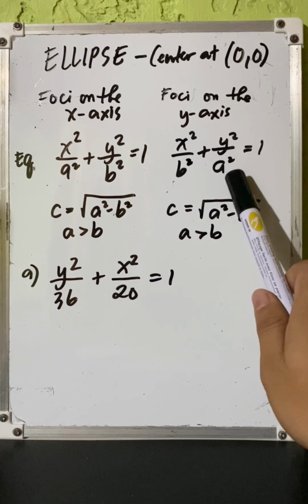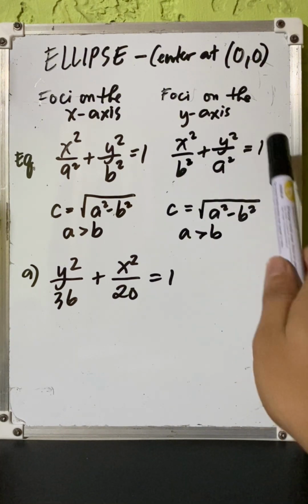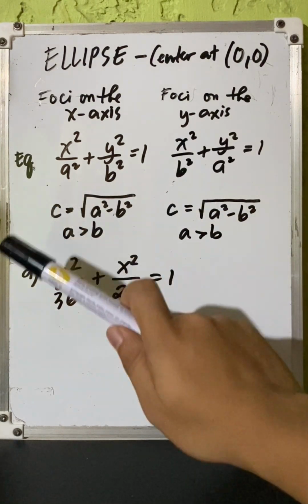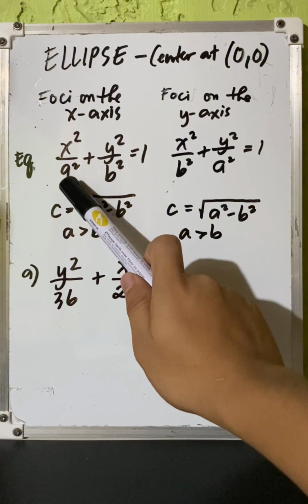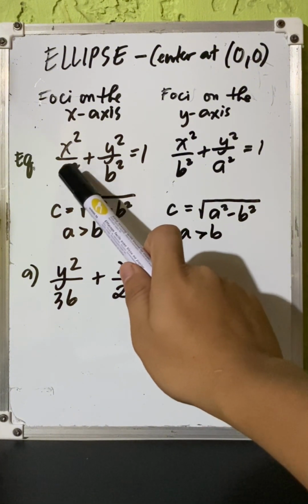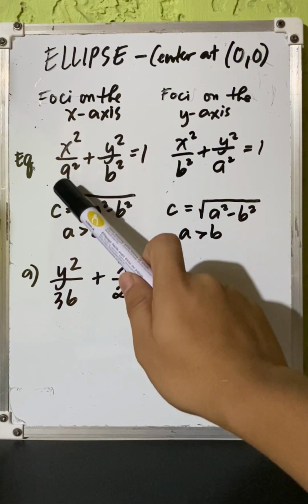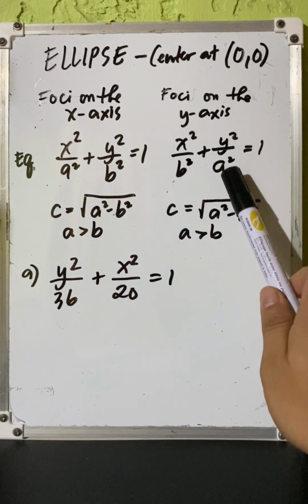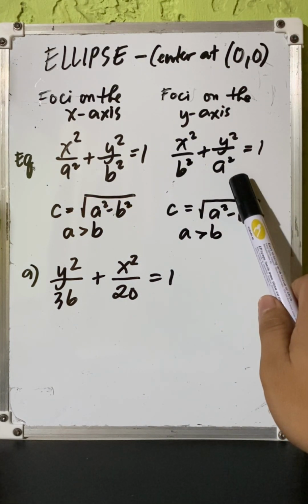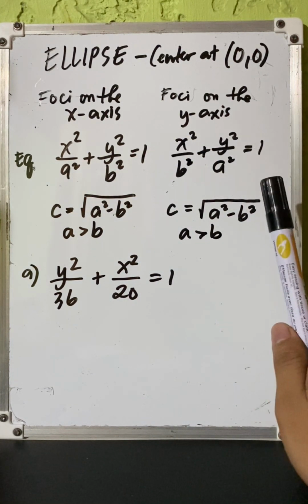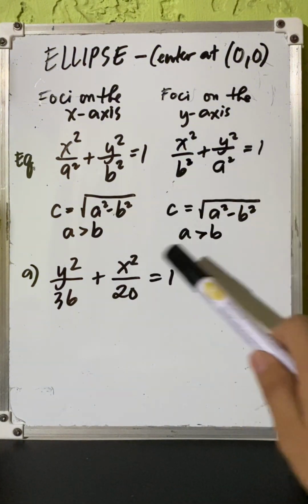While on the y-axis, we have this. What's the difference? Take note that a, in this case, is located under the x squared. That is the denominator of x squared. While here, a squared is the denominator of y squared. So that's the difference. Later we'll identify.